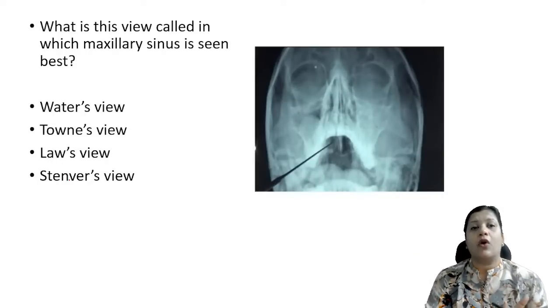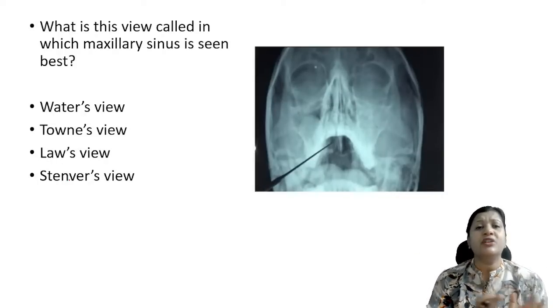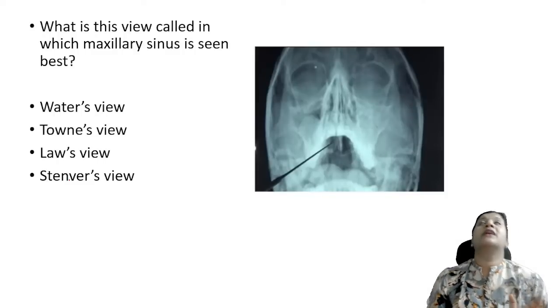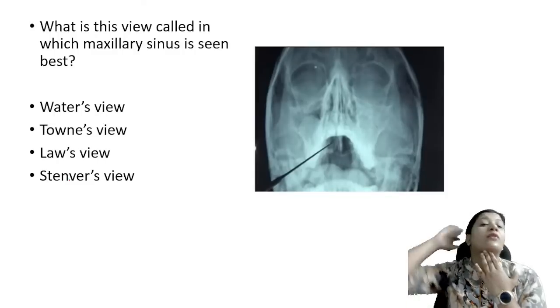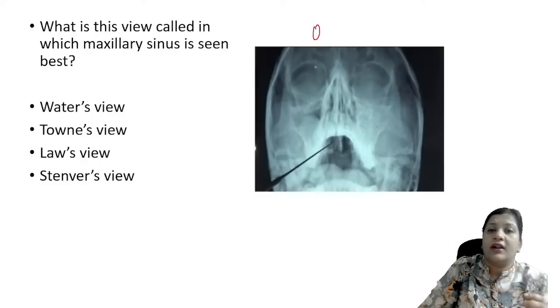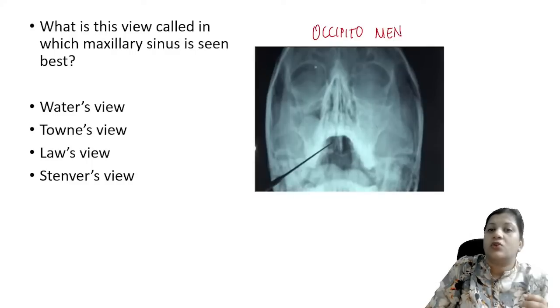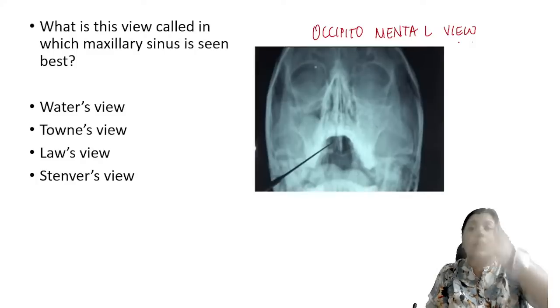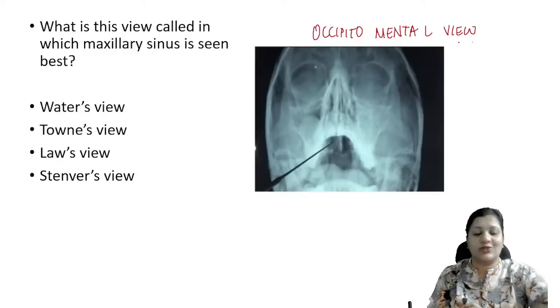What is this view called in which the maxillary sinus is seen as the best? So what is this view called, which is your occipitomental view? The radiation is given from the occiput towards the mentum, which we call the occipitomental view. So occipitomental view is used for visualizing the maxillary sinus. What is the other name of this occipitomental view?